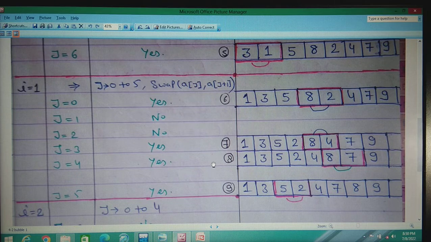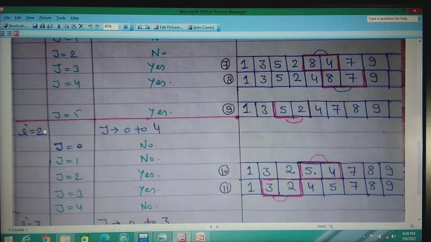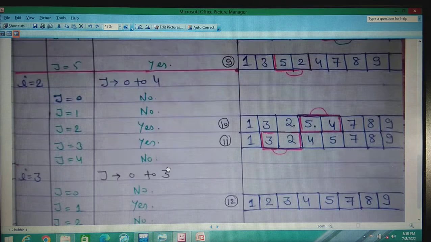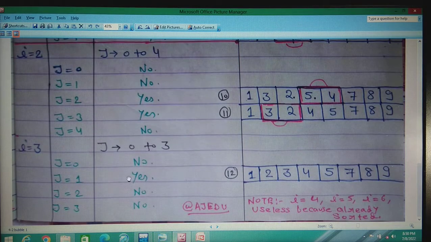Once the j loop has been done, again for i equal to 2, i plus plus, we have to apply the same method. Then the same method for i equal to 3. So at last you will get 1 2 3 4 5 6 7 8 9. I think you understand how it is working.